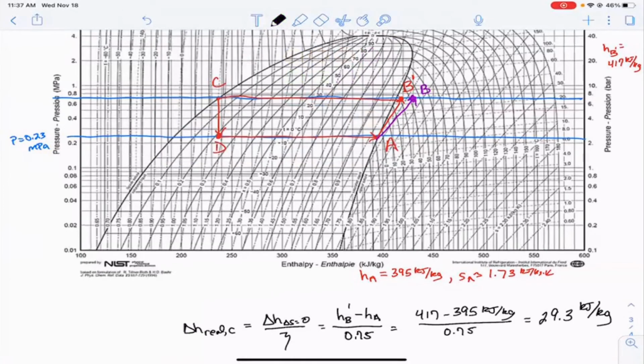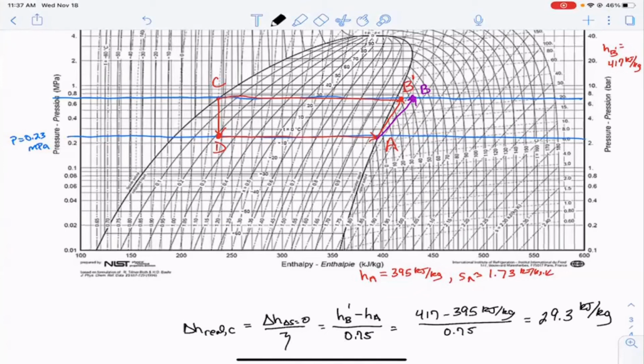Okay, so does that make sense? B is the Carnot and B prime is the... Yeah, B prime was the isentropic case, gotcha, and B is the real case that we have.